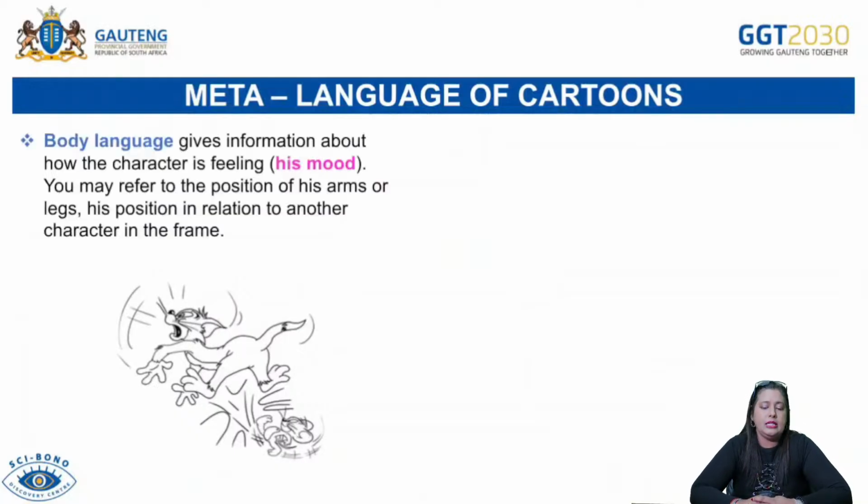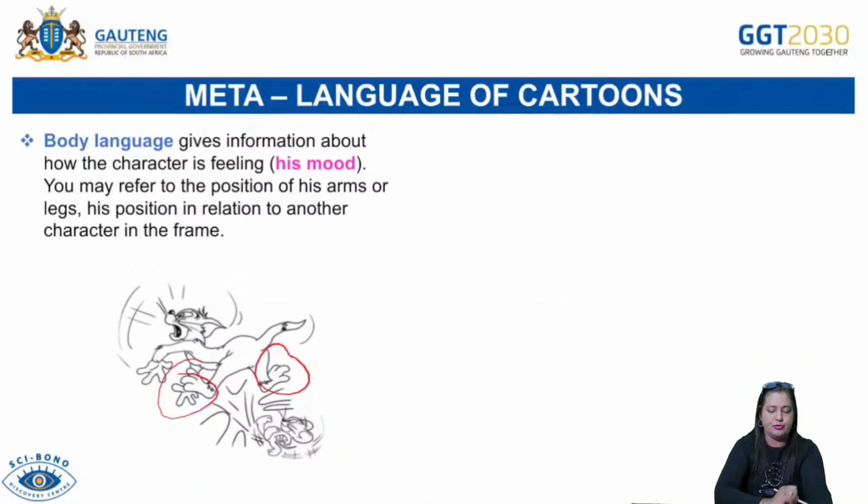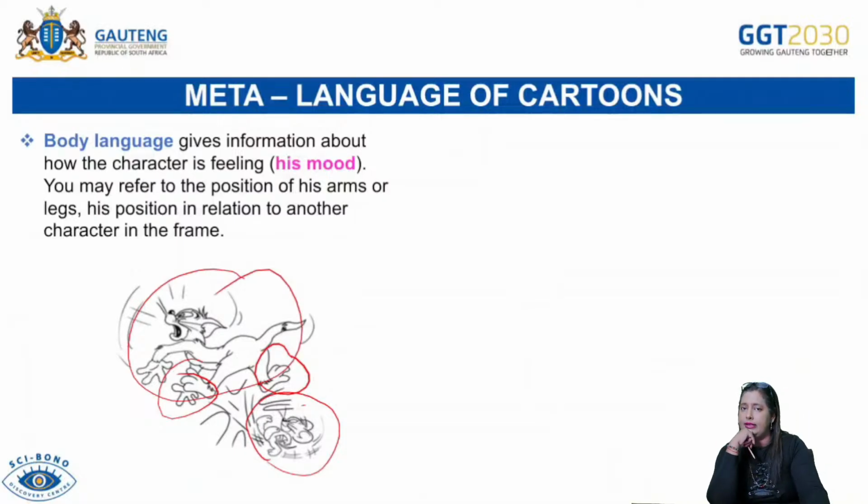Then you've got the body language. This is a very important concept because it's showcasing how the character is feeling about what's happening. So here you would look at the position of his arms, for example, or in this case, how his legs are moving here, right? The position in relation to another character in the frame. So here is Tom and Jerry. Now who's Jerry, the cat or the mouse? You need to figure it out if you don't know, all right?